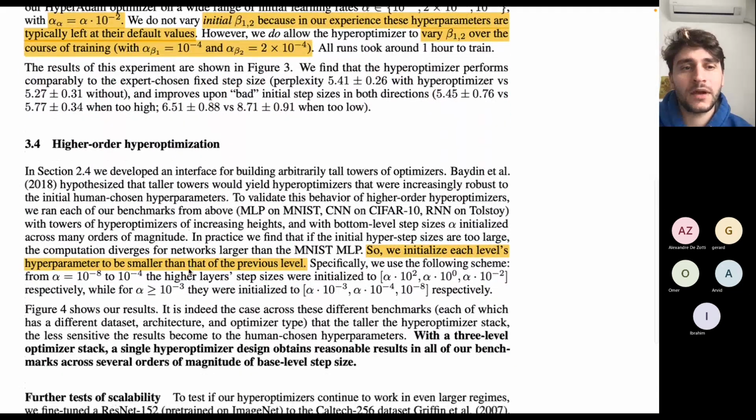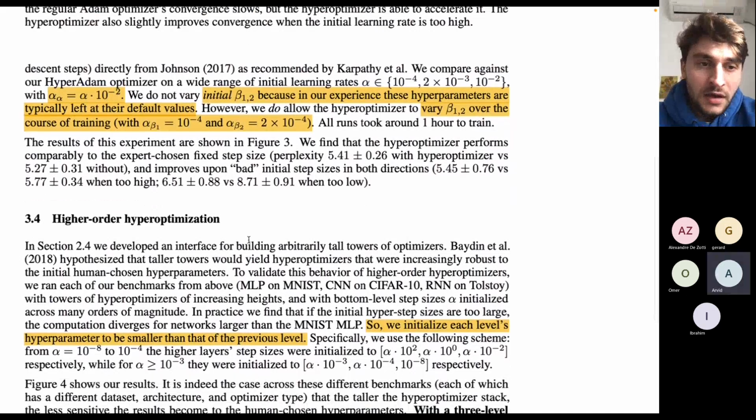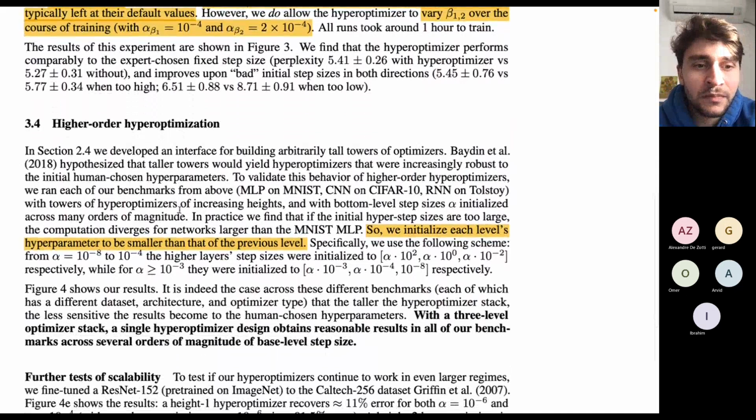Okay, and then they've done MLP, CNNs, and RNNs. And then they talk about higher order hyper-optimization, and I just highlighted this because this is where they add a level above. So instead of just optimizing your learning rate, you optimize the learning rate of your learning rate, and the learning rate of your learning rate of your learning rate, and so on.